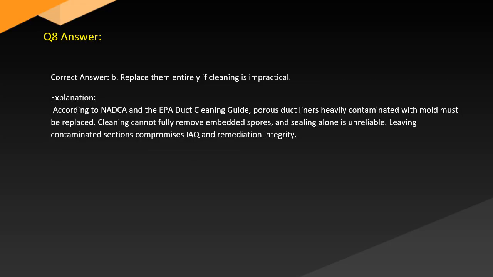Answer. Correct answer. B. Replace them entirely if cleaning is impractical. Explanation. According to NADCA and the EPA duct cleaning guide, porous duct liners heavily contaminated with mold must be replaced. Cleaning cannot fully remove embedded spores, and sealing alone is unreliable. Leaving contaminated sections compromises HVAC and remediation integrity.